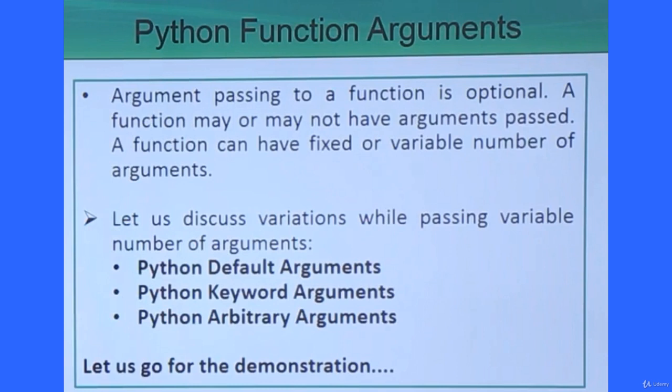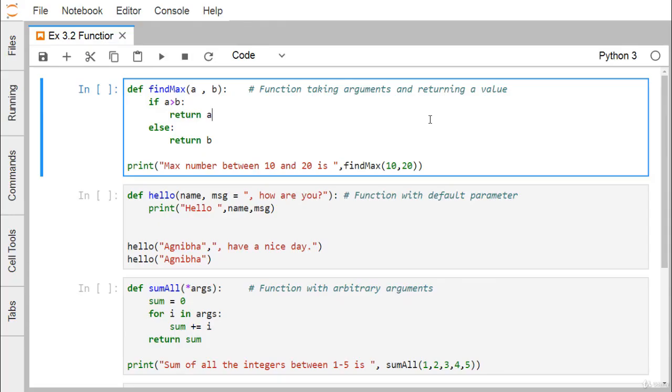A function may or may not have input arguments. Also, a function may or may not return anything. So here we are defining one function. The name of the function is findMax. It has a and b as input arguments. If a is greater than b, it returns a, that means the maximum one will be returned, and that's why the name of the function is findMax. So if a is greater than b, return a, else it will return b. So this function has input parameters a and b.